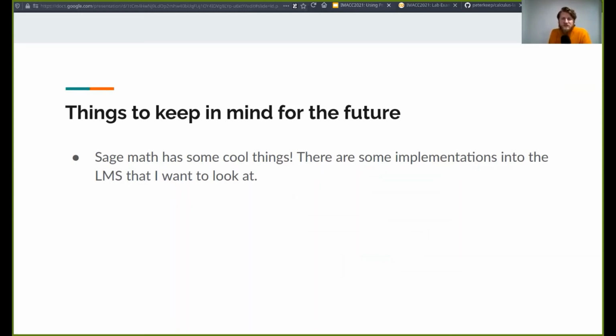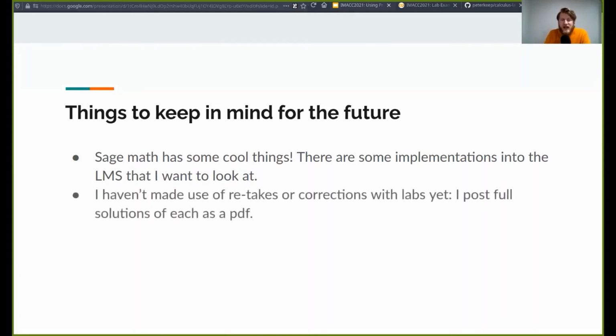And there's some really neat implementations that you can use in Canvas or Blackboard or other LMS that you're using, where I might be able to make this a part of a quiz where students could type in some code and run it and get some answers, and then include that as an answer in a quiz, which would be super cool. I haven't made use of retakes or corrections on these yet. I'm interested in how that might work.